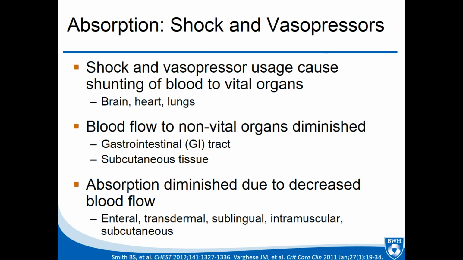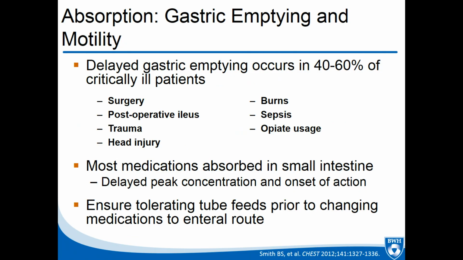So the routes that are going to be most affected here are enteral absorption, transdermal, sublingual, IM, and sub-Q. Gastric emptying will also play a role here. There will be decreased gastric emptying in approximately 40 to 60% of critically ill patients.